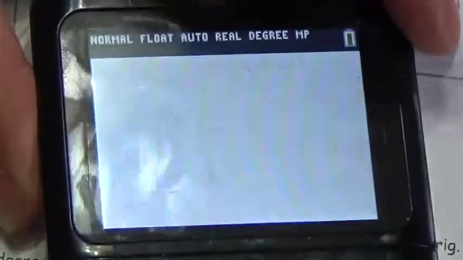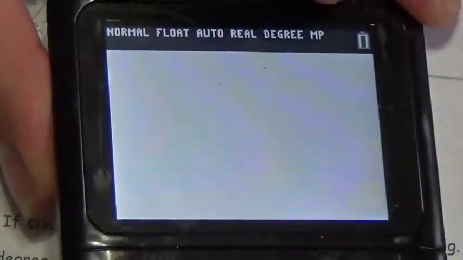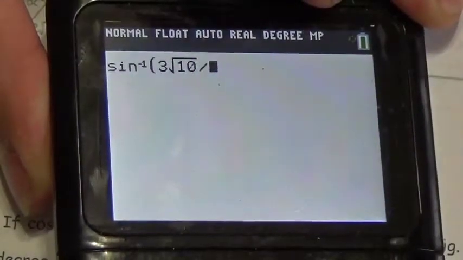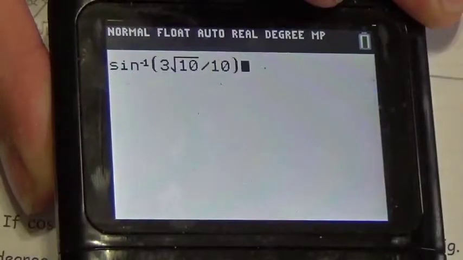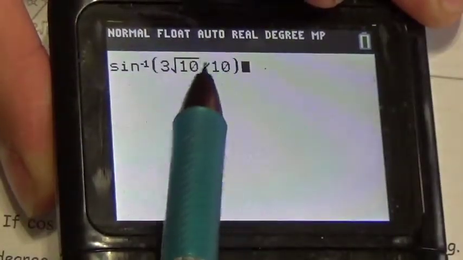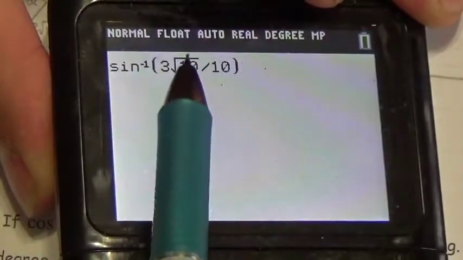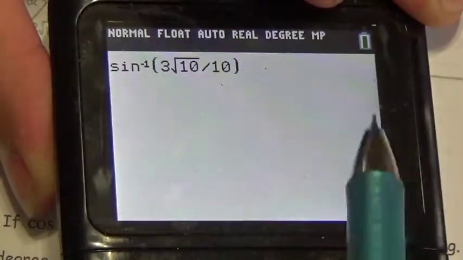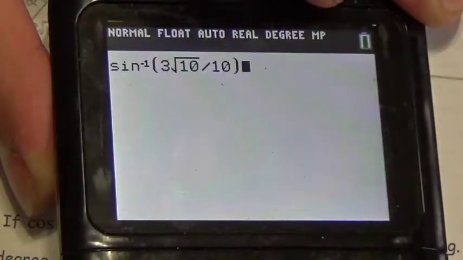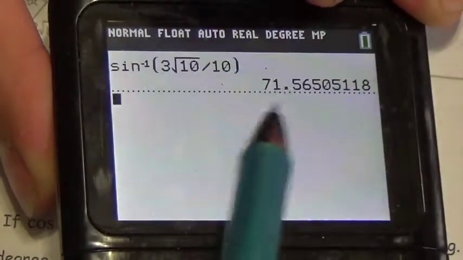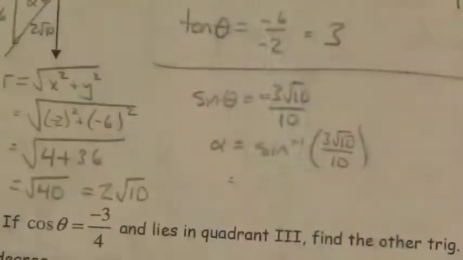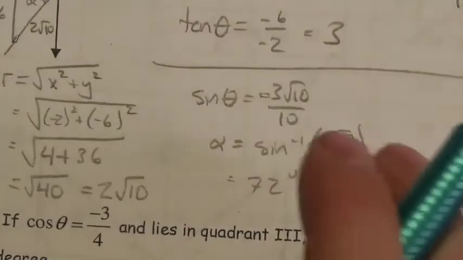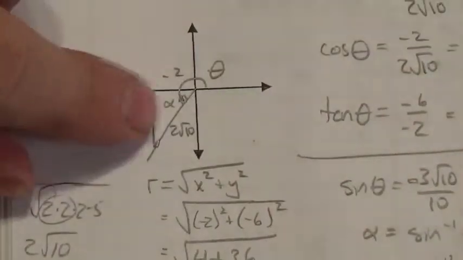Okay, so now go to my calculator here. This will be the inverse sine of 3 root 10 divided by 10. And if you run into difficulties, if you're not getting the same answer I get, you might want to check to make sure that you either close the parentheses around the root 10 here, or you got out from underneath the radical by pressing the right arrow. Okay, and when I round that, I'm going to get 72 degrees. Now, that is the angle inside the triangle.